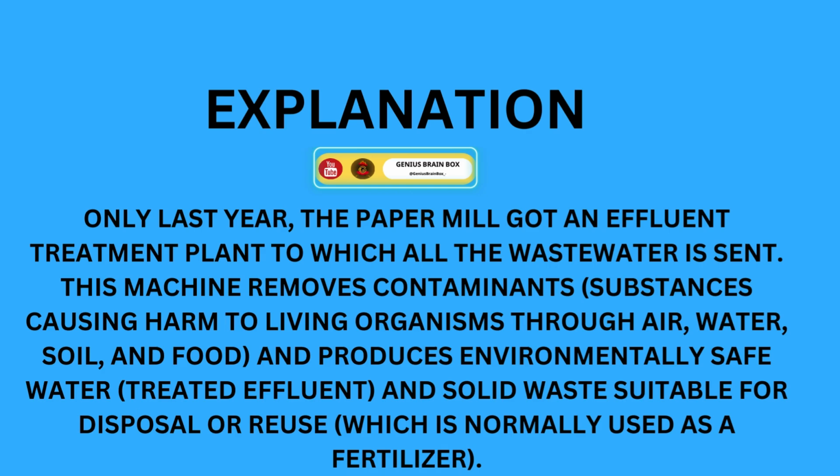Explanation. Only last year, the paper mill got an effluent treatment plant to which all the wastewater is sent. This machine removes contaminants, substances causing harm to living organisms through air, water, soil, and food, and produces environmentally safe water, treated effluent, and solid waste suitable for disposal or reuse, which is normally used as a fertilizer.